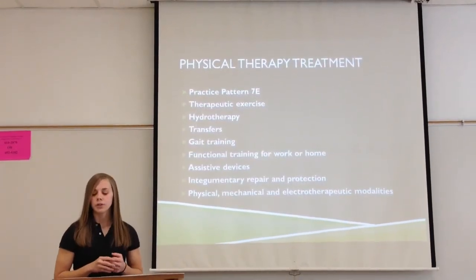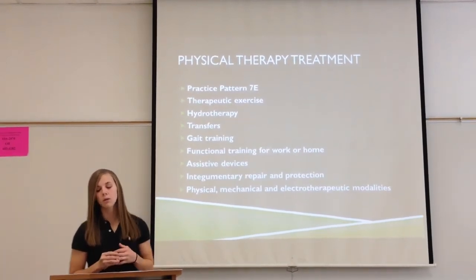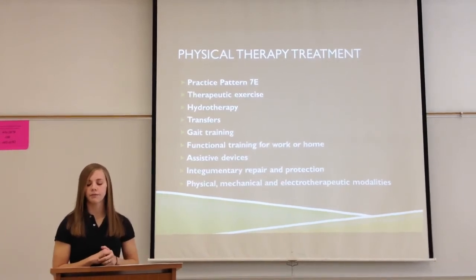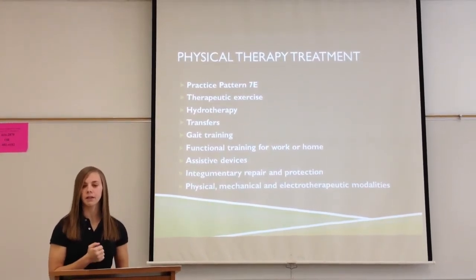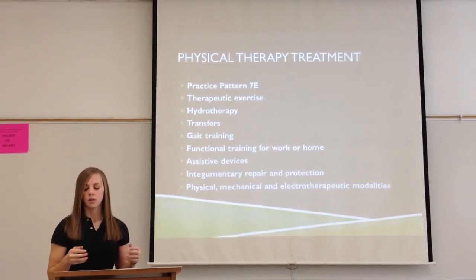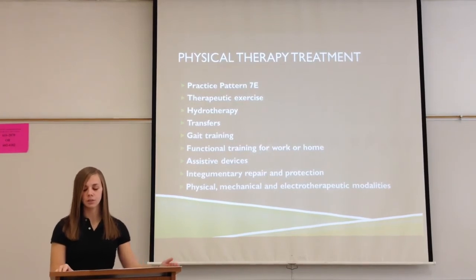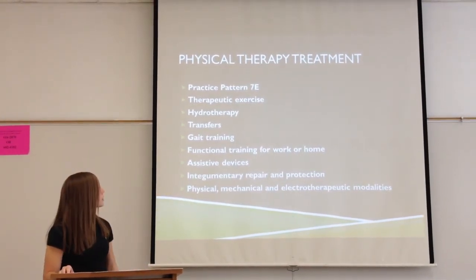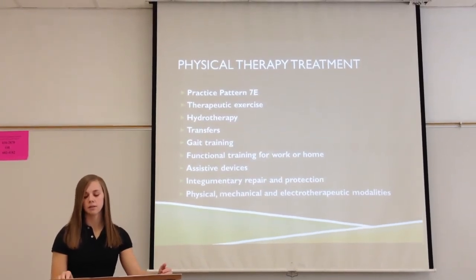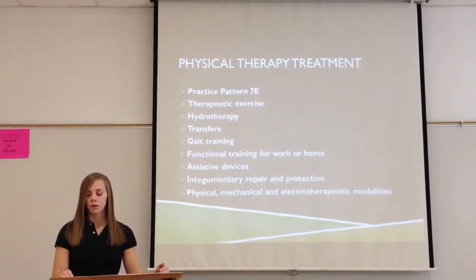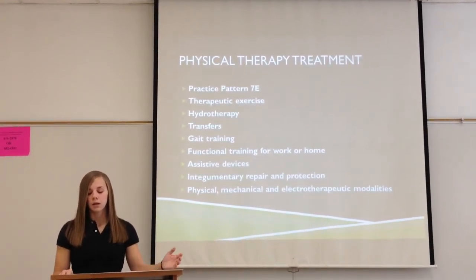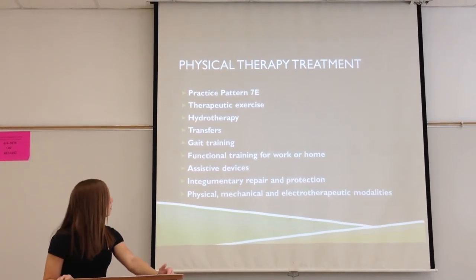So how are we going to treat this in physical therapy? Well, the best way is to follow the Guide to PT Practice. Necrotizing fasciitis falls under practice pattern 7E, so physical therapy clinicians can look at that for extensive information on how to treat the disease. Some of the ways to treat it are through therapeutic exercise for range of motion, strengthening, balance, hydrotherapy, transfer and gait training in order to regain mobility for patients, and also functional training for work or home.